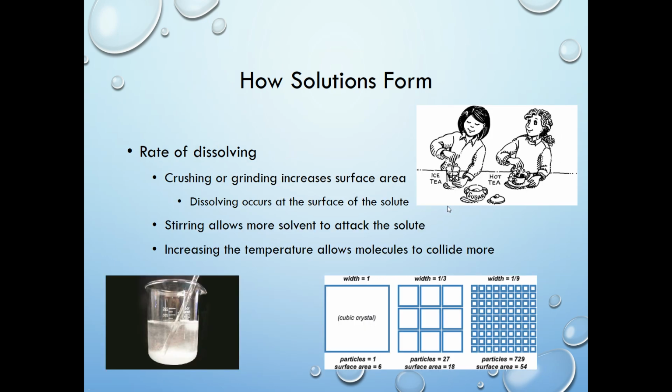We can affect the rate of dissolving by changing a couple of things. When we want to get something to dissolve faster, we can crush it or grind it up to increase the surface area, meaning that there's now more space for the solvent to attack and disperse the solute. Stirring allows the solvent to hit the solute more, allowing it to dissolve faster, and so does increasing the temperature. Increasing the temperature means that those solvent particles are moving around more and they can attack the solute and dissolve it more.